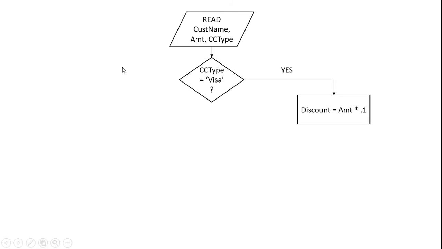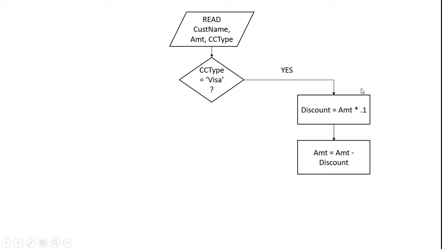Just like every other diamond or decision symbol, we'll have a yes side and a no side. The yes side could be over here, the no side could be over there, doesn't matter, but let's check out the yes side here. So we want to give these Visa people a discount just for this example. So if credit card type does equal Visa, we'll send them over here and we'll just have some processes, right? We'll just calculate a discount for them. We'll take 10% of the amount and make that a discount variable. And then we'll go ahead and take that amount, subtract the discount, and assign that as the new amount, right?